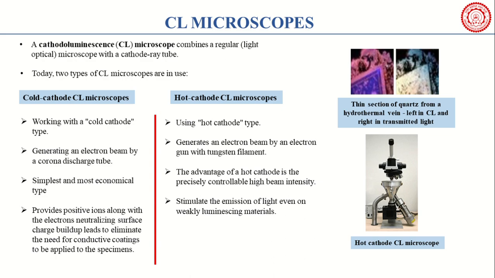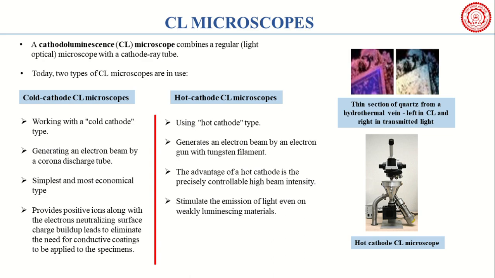Now, the CL microscope. Here, a CL microscope combines a regular light optical microscope, being in daily use, with a cathode ray tube. Two types of CL microscope are in use, differentiated on the basis of the cathode ray tube used in the microscope, that is a cold cathode CL and a hot cathode CL. The basic difference between these: the cold cathode CL generates the electron beam by a corona discharge tube, whereas in the hot cathode CL microscope, the electron beam is generated by an electron gun with a tungsten filament.